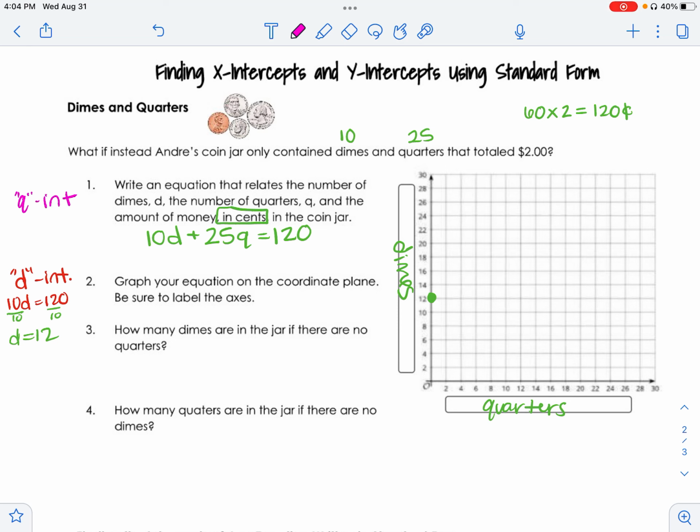Oh, sorry, q. So the q-intercept is when d is 0. So now we get 25q equals 120. I'm going to divide both sides by 25. And I get that q equals 4.8. So I'm going to put 4.8 on the q-axis here. And you can estimate it'd be somewhere around there since those ticks go up by 2. And then we could connect them with a very straight line.